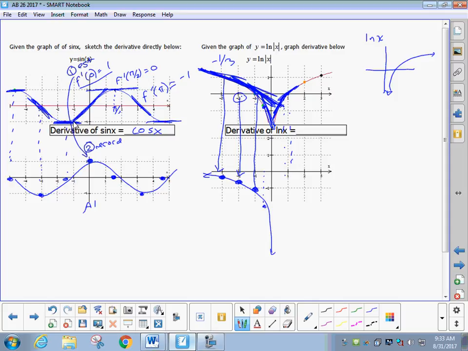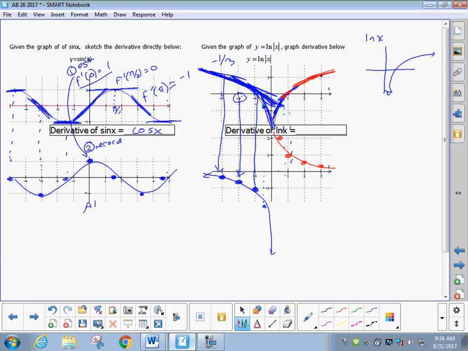Are those slopes on the right positive or negative? Positive. So, for example, at 1/2, it's looking like 2. At positive 1, it's looking more like 1. What'd you say at positive 2? 1/2. What'd you say at positive 3? 1/3. So it looks like this.